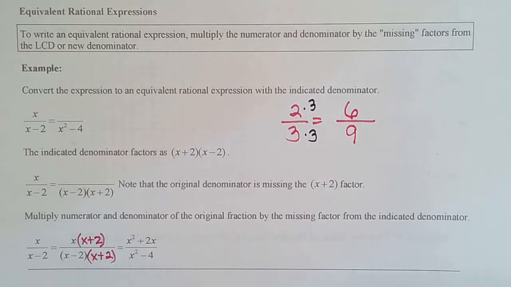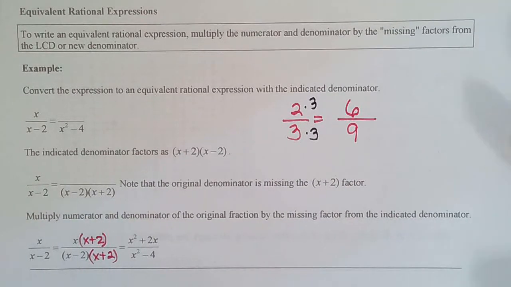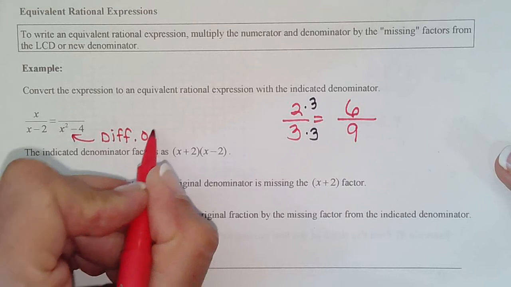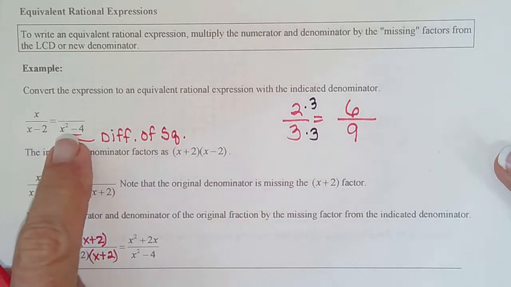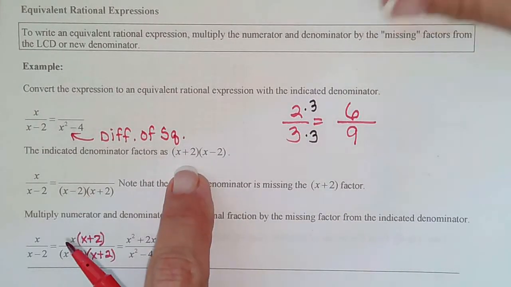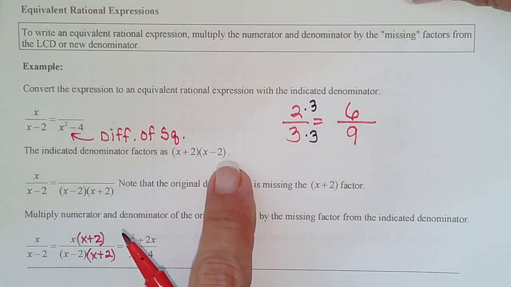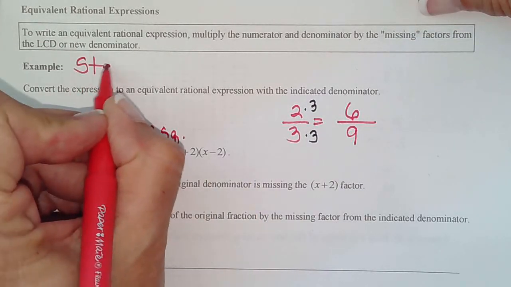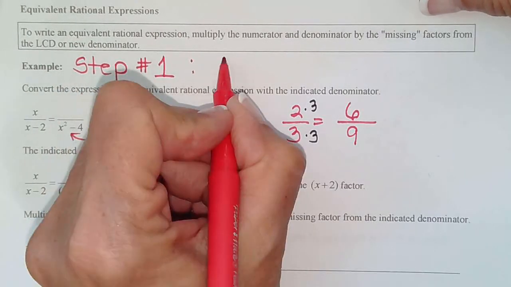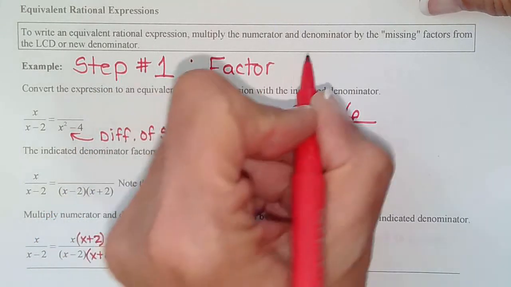So guess what the first step is? What's been the first step on every problem? Factor. So we need to factor the denominator. So this is a difference of squares. That's if there's not a common factor, which there is not, then we look for squares, and there is. So that factors as x plus 2, x minus 2. So step number 1, factor the denominators, just like all the other problems have said. Factor the denominators.